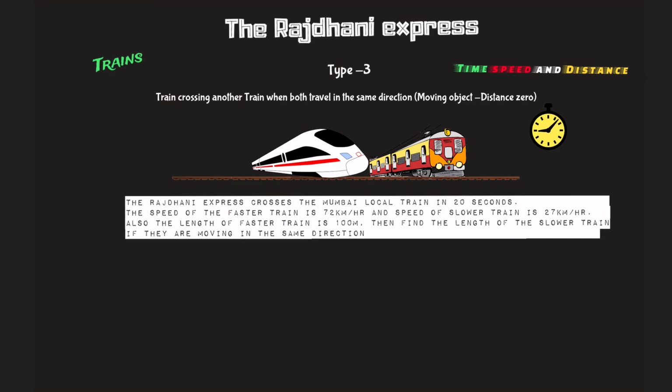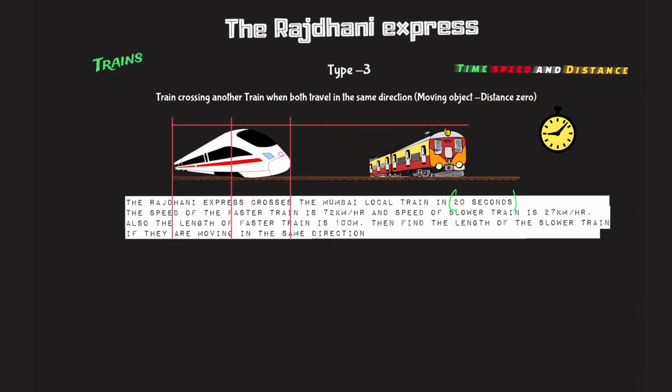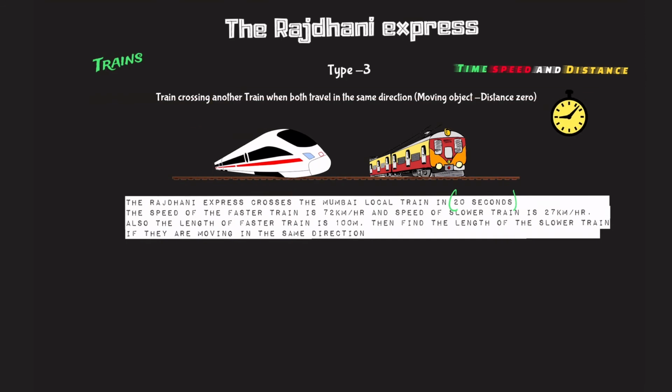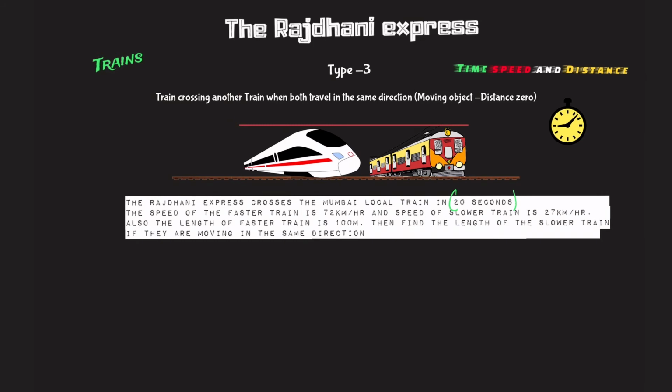Now let's start what is being said to us. Rajdhani Express crosses the Mumbai local train in 20 seconds. Now first of all, let us understand what is this 20 seconds. When do I start the stopwatch and when will I stop the stopwatch? So say Rajdhani Express is here, stopwatch is not started. Rajdhani Express comes here, not started. Rajdhani Express comes here, and the distance between the two trains is 0.